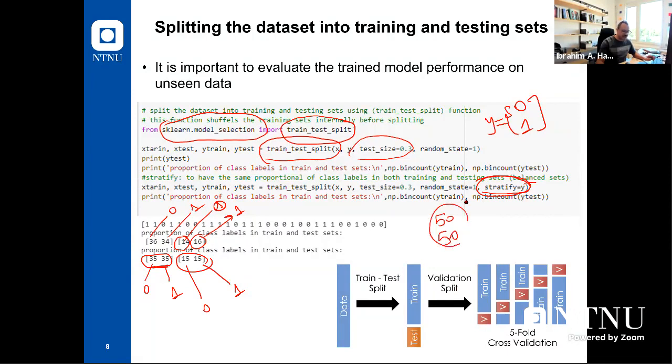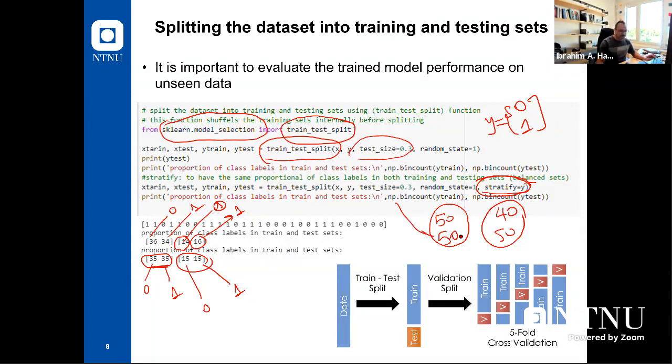So in this case it will be equal. But if it is originally 40 from class 1 and 50 from class 0, for example, in this case it will try to make it as equal as possible, right? If your data set is balanced, anyway, our data set was balanced already. We have 50 from class 0 and 50 from class 1.